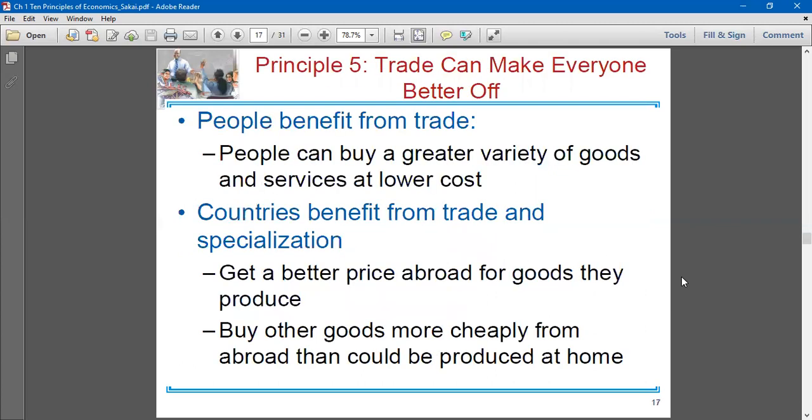The fifth principle is that trade can make everyone better off. Trading means exchange of goods and services between people, communities, societies, or countries. When there is trade, we are able to enjoy a variety of goods and services at a lower cost. There are so many things that are not produced in Ghana, but because of trading, we now have access to them.